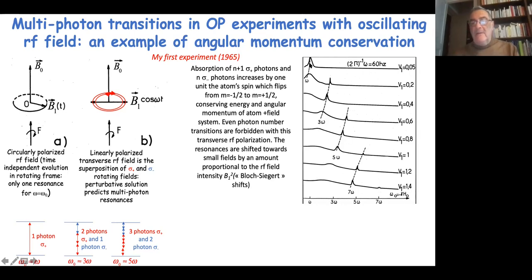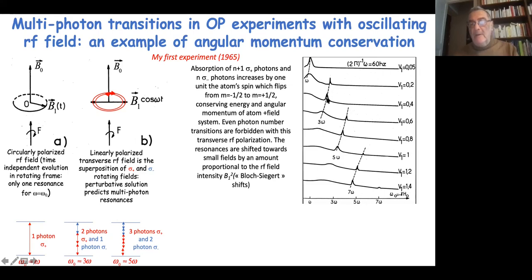You see that in order to see the multi-photon transitions, you have to increase the intensity of the radio frequency. It's a very low frequency, 60 Hertz only. And you see another phenomenon which occurs as you increase the power: these resonances are shifted.